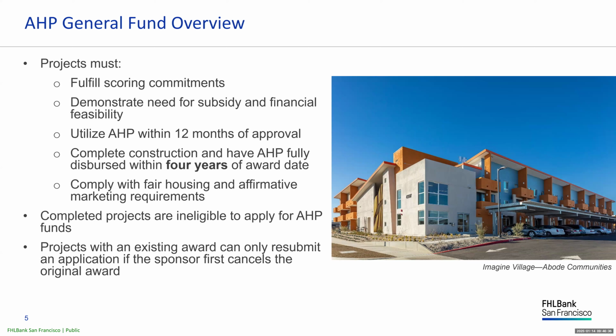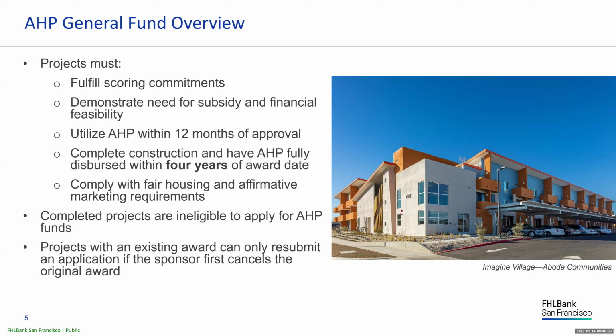Again, a project has 4 years to utilize the AHP funds and complete construction. The bank will review the project status twice a year and follow up directly with projects that do not demonstrate reasonable progress or the ability to finish in 4 years. Projects awarded AHP funding must comply with fair housing and affirmative marketing requirements.